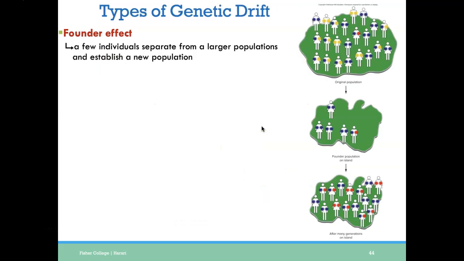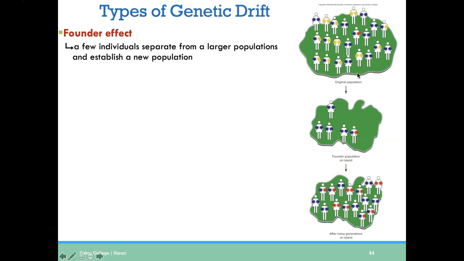So now let's talk about types of genetic drift. The founder effect is one type of genetic drift. The founder effect occurs when a few individuals separate from a larger population and then establish a new population. So that's, again, because of sampling error.